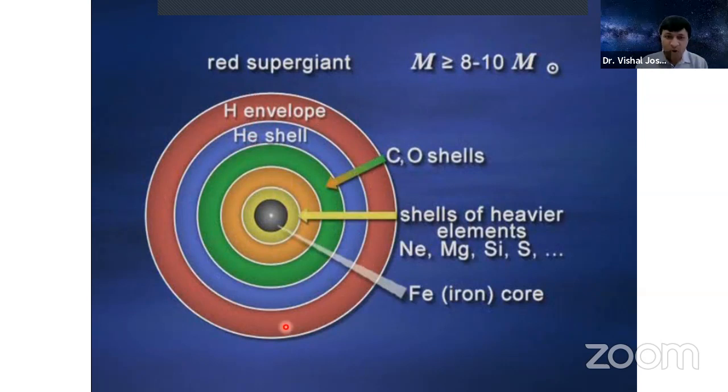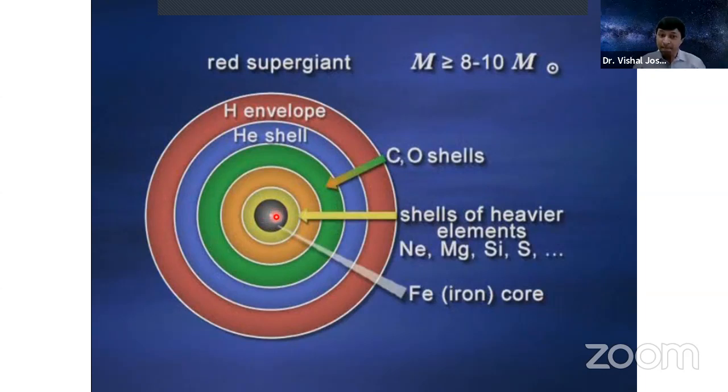So you will have an onion-like structure. The outer layer is made up of hydrogen. The inner layer is made up of helium, fused from hydrogen. Then an even further layer is made up of carbon, oxygen, and so on and so on. So you have an onion-like structure. The last fusion product will be iron. And we know that iron can neither fuse nor undergo a fission process. So this way, iron is the final stable product.